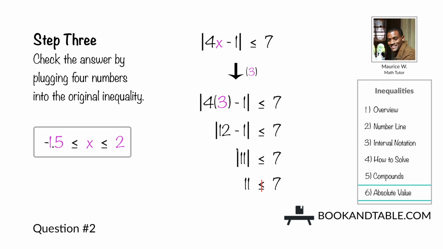And then when we plug in 3 for x, we get 4 times 3, which is 12. 12 minus 1 is 11. And the absolute value of 11 is 11, giving us the false statement, 11 is less than or equal to 7. So after plugging in those 4 numbers, we see that this is the correct inequality. Negative 1.5 is less than or equal to x, which is less than or equal to 2.